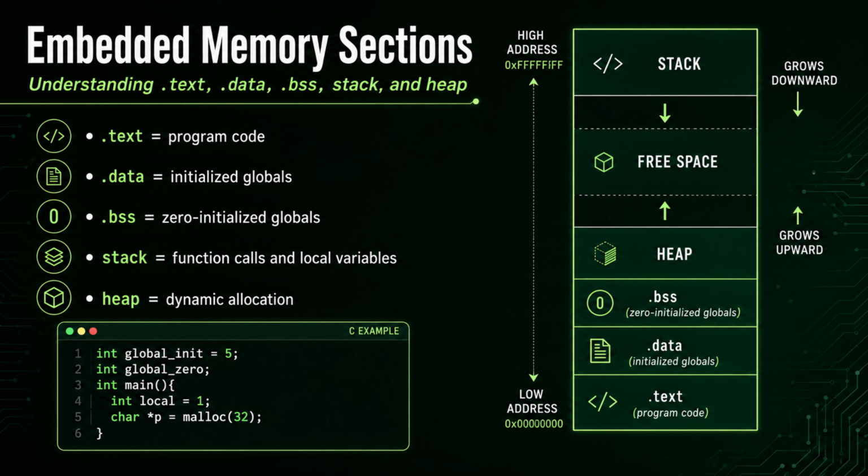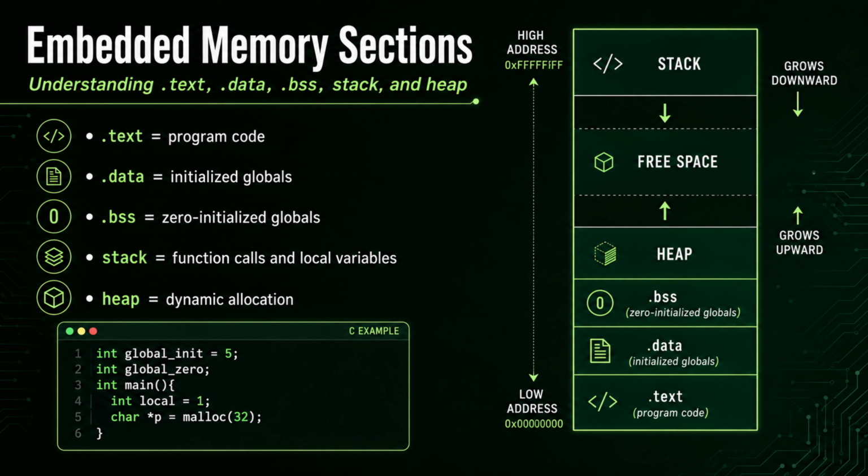The .text section usually contains the program code. This is where the compiled machine instructions live. The .data section contains global and static variables that already have initial values. The .bss section contains global and static variables that start at 0. The stack is used automatically for function calls, local variables, return addresses, and temporary data. The heap is used when the program requests memory dynamically during runtime, for example with malloc and free.